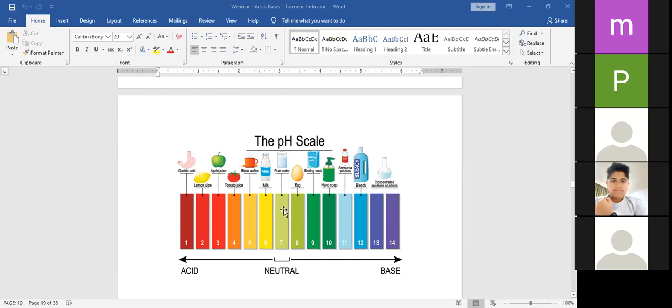Now I've taken this picture online, so I'm not sure about the data that they've matched. See, lemon juice, they've matched it to 2, or apple juice. So that may not be true, because we will have to test that. Unless and until we test, we can't confirm on that data. But the other data is true. Wherever they are saying 7 is neutral, if the value is 7, yes, it is neutral. And everything below 7 is acidic in nature. And everything above 7 till 14, it is basic in nature.